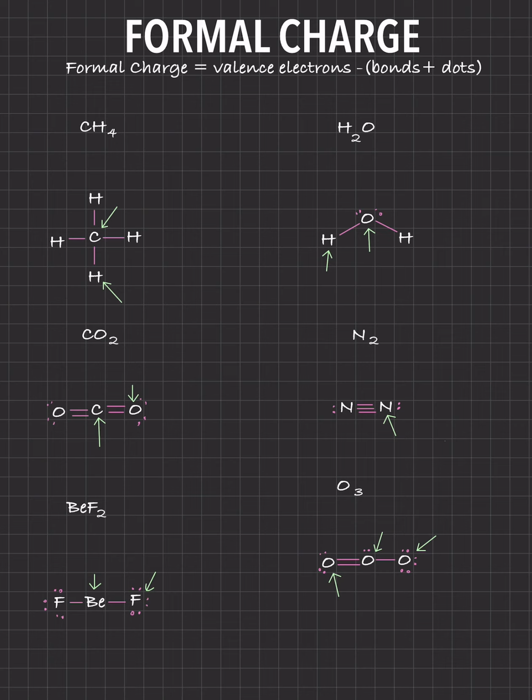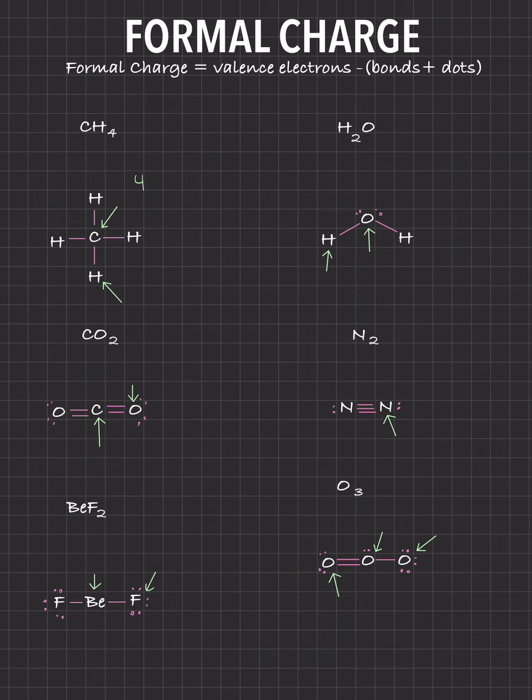The first one is going to be methane, which is CH4. Let's look at the carbon. Carbon has 4 valence electrons. If you don't know which element has how many valence electrons, you can go check out my last video on valence electrons. It's one of the most recent videos that I did, on Lewis dot structures. It should be in there. So go check that out.